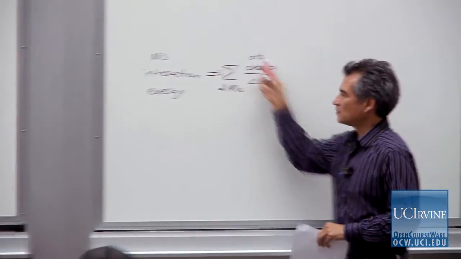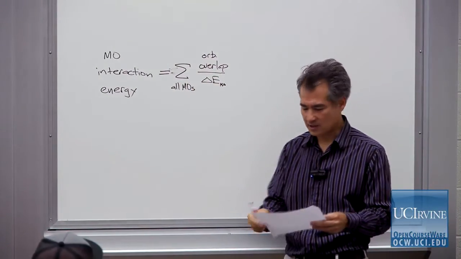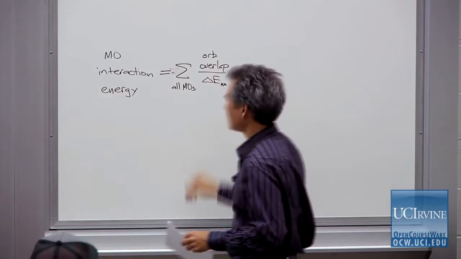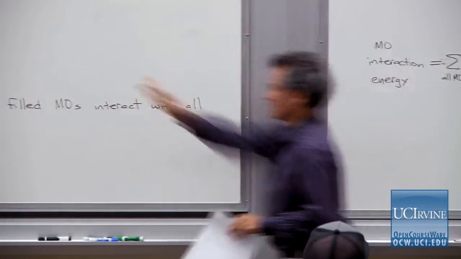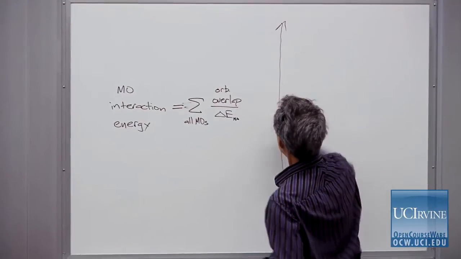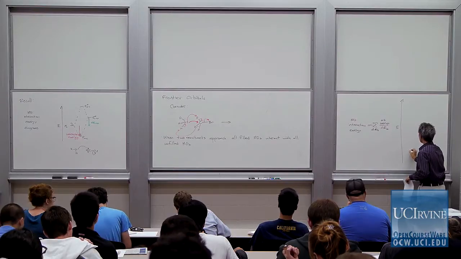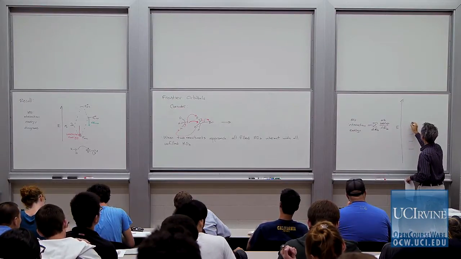If you want to be accurate about the interactions between filled orbitals and unfilled orbitals, you have to add all this stuff together. And so let me use an MO interaction diagram to depict this. What I want to do is take an axis for energy, and I want to depict one of the reactants, the ammonia, and it's a whole series of filled and unfilled orbitals.